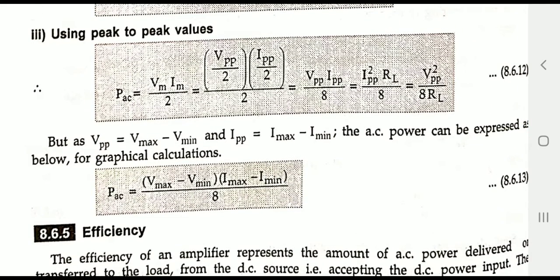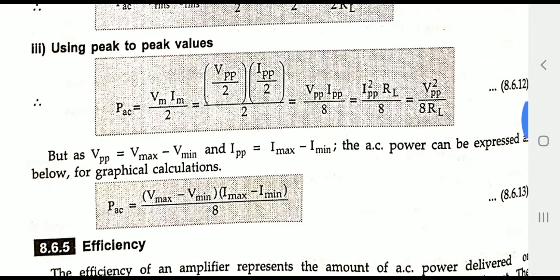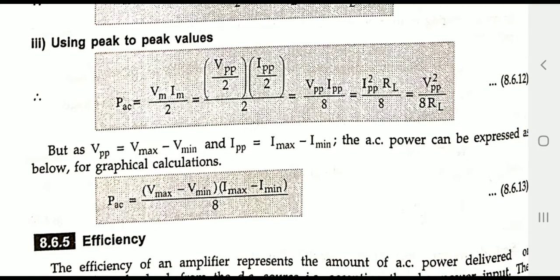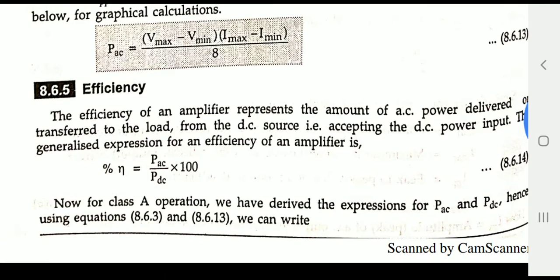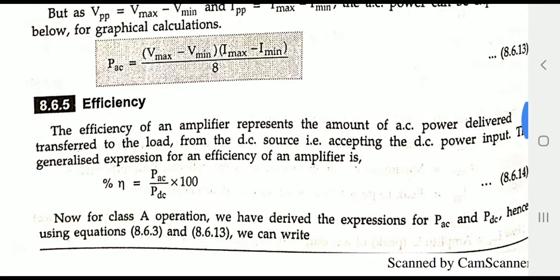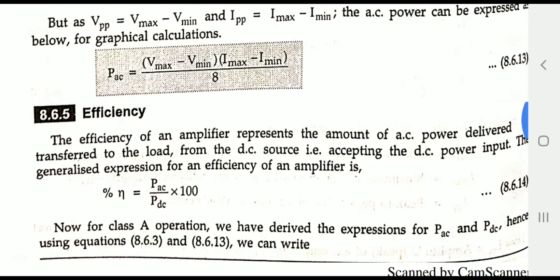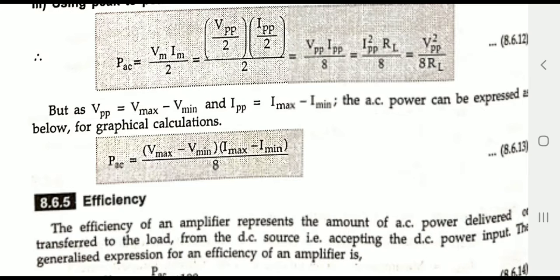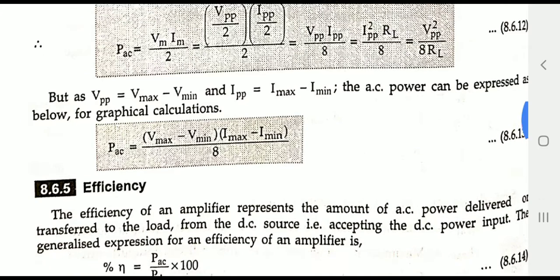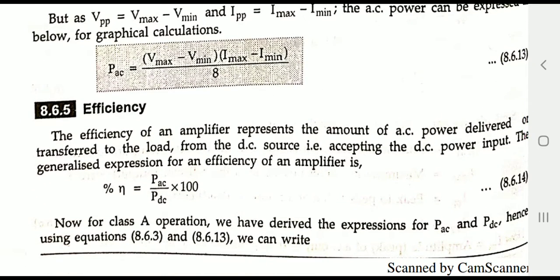For peak to peak values, we know that Vm is nothing but V peak to peak by 2, and Im is nothing but I peak to peak by 2. If I substitute these two, I will get PAC equals V peak to peak, which is V max minus V minimum, times I peak to peak, which is I max minus I minimum, divided by 2 into 2 into 2, that is 8. So the total PAC in terms of V max and minimum is this formula. So this is the AC output power.